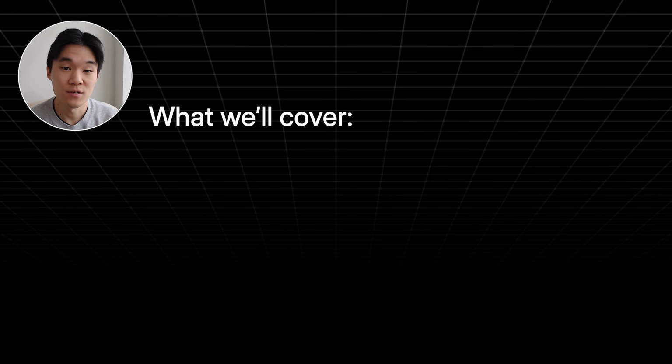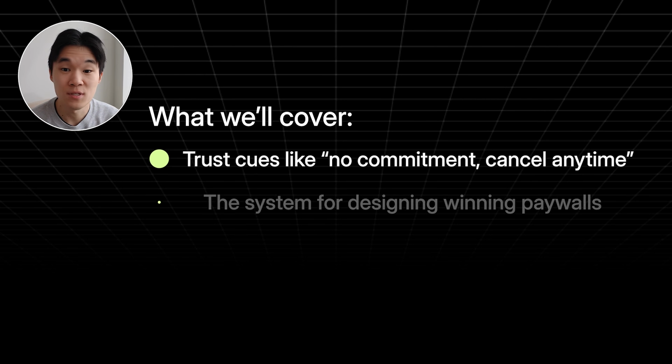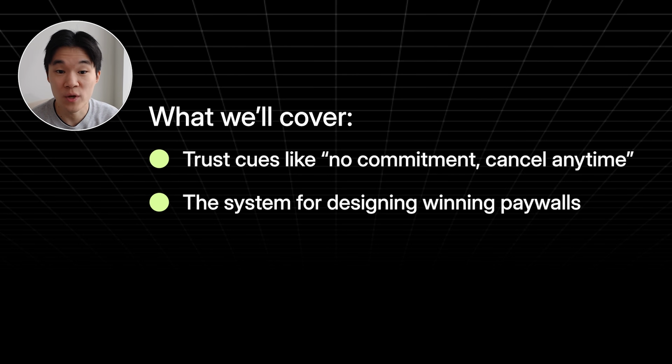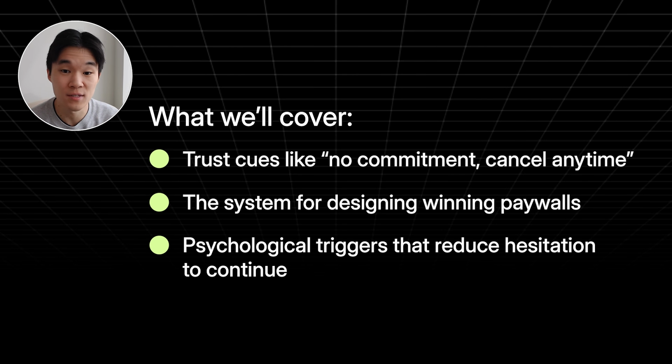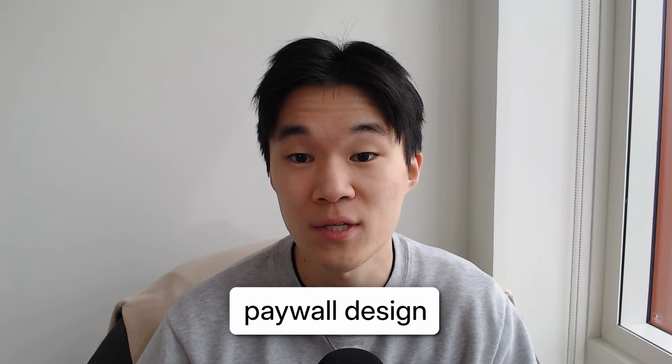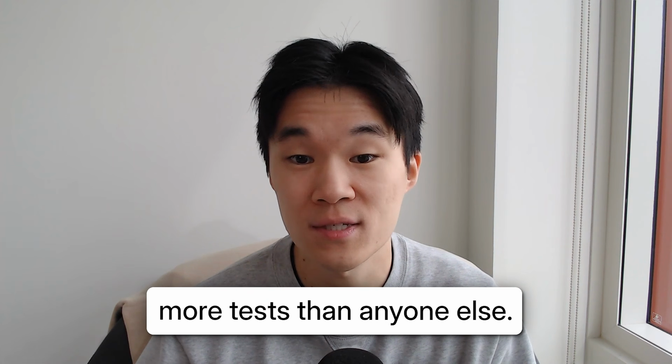In this episode, Jonathan shows us just about everything he knows about making money with apps, from the simple hacks that bump conversion rates, like adding "no commitment, cancel anytime," to the system he uses for designing winning paywalls, down to the psychological triggers that make users feel safe hitting that continue button. This is a masterclass in paywall design from the person who has seen more tests than anyone else.